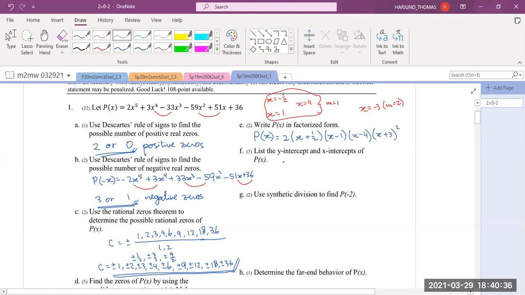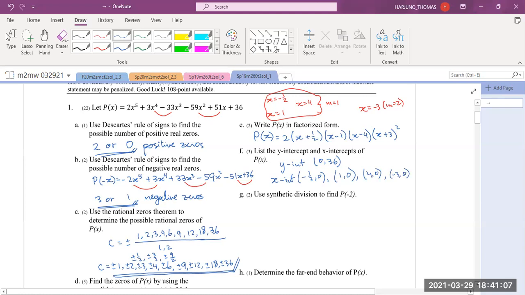What is the y-intercept? The y-intercept is 36. How do you know that? Just look at the polynomial. When x equals 0, the constant is 36. Right? When x equals 0, then P(0) is 36. Okay, how about the x-intercepts? The x-intercepts are negative 1/2, 0; 1, 0; 4, 0; negative 3, 0.